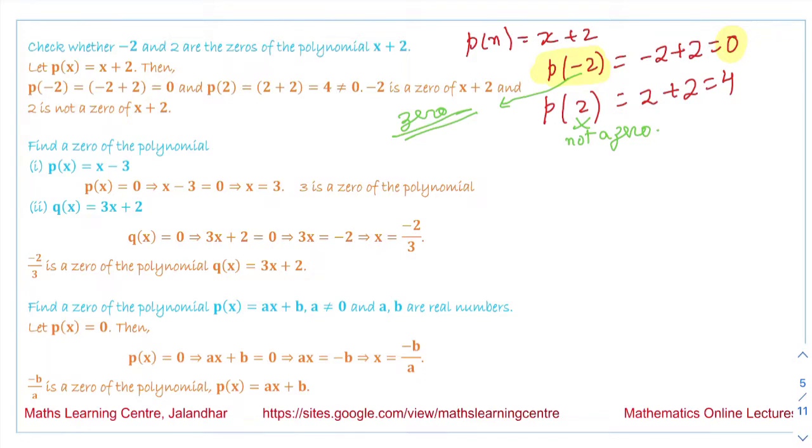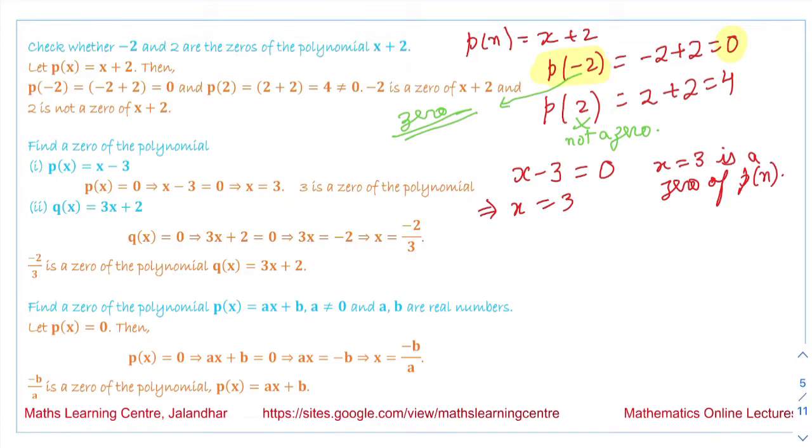Now next we have to find the zero of the polynomial. The polynomial that is given to us is x minus 3. We want to find the zero of the polynomial. It means that the value of this polynomial should be equal to 0. We want to find those values of x for which this is equal to 0. So when we solve this we get x is equal to 3. So we are saying x is equal to 3 is a zero of px.